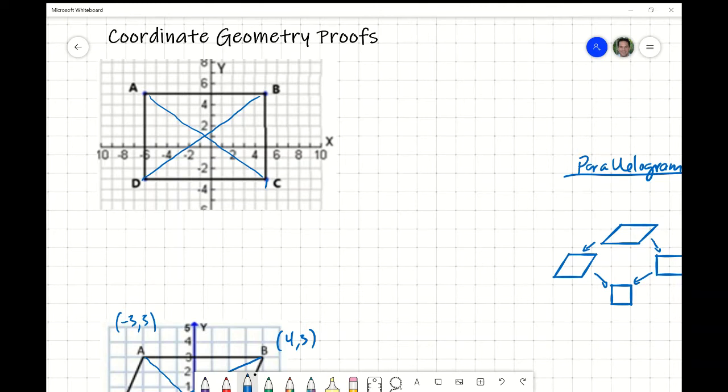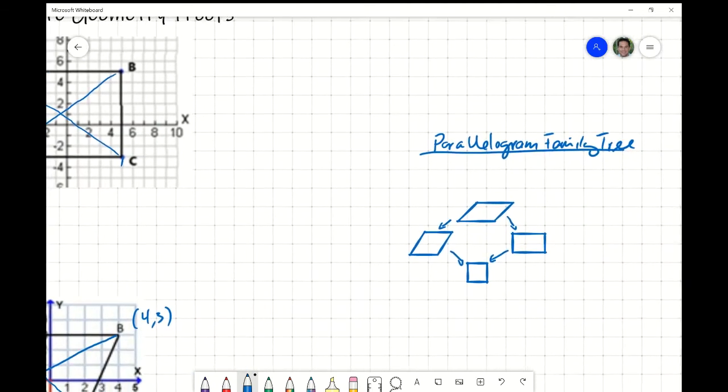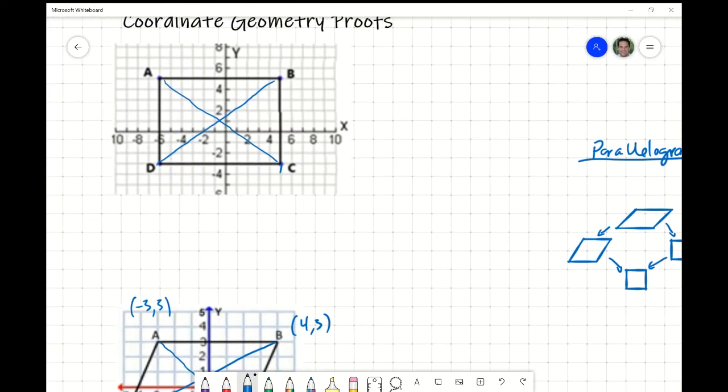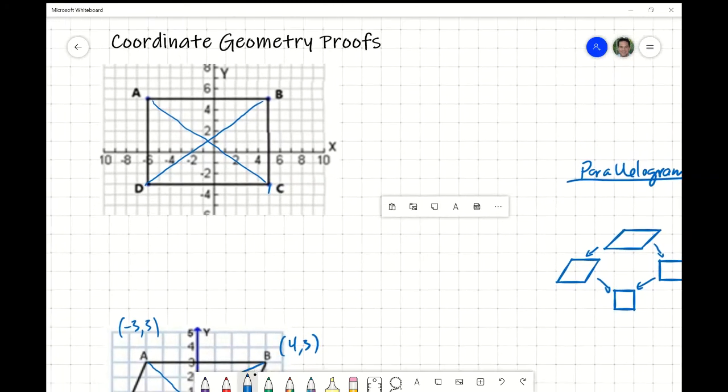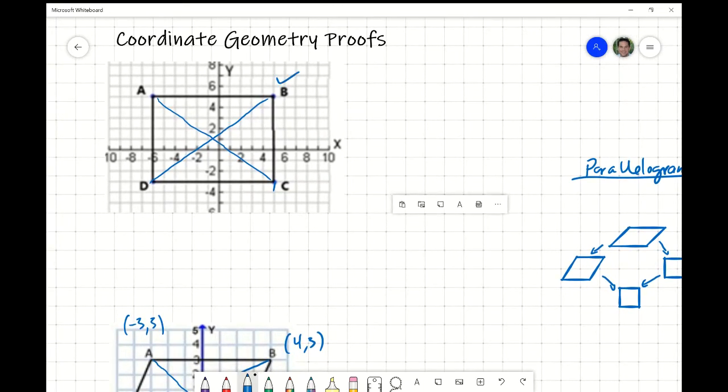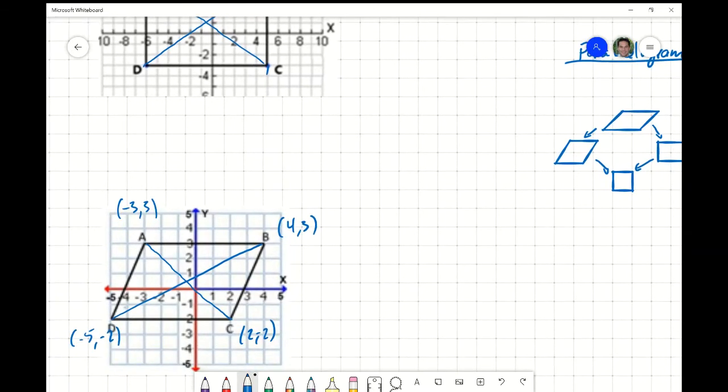Let's talk about coordinate geometry proofs. There's a lot of different types of figures that we can use to do proofs. We can do right triangles, isosceles triangles, rectangles, squares, rhombuses, parallelograms. We'll talk about that in just a moment over here, other types of quadrilaterals and stuff like that. But what we're going to do is focus on the rectangle here and what I'm going to call the parent parallelogram down here.